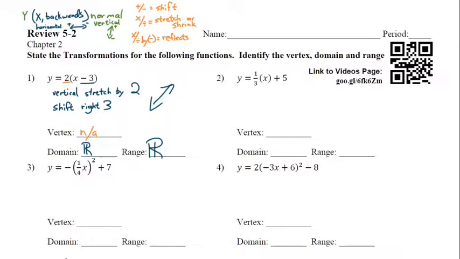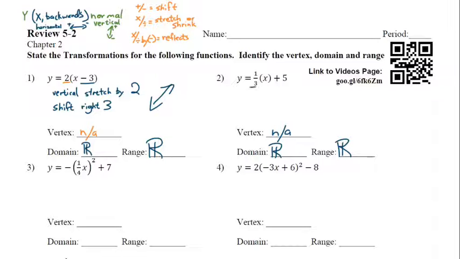Number 2 is also linear, so this one is not going to have a vertex either. It's also linear, which means it's going to go left forever and right forever, because that's your line. The lines look like that or like that. They go both directions forever.